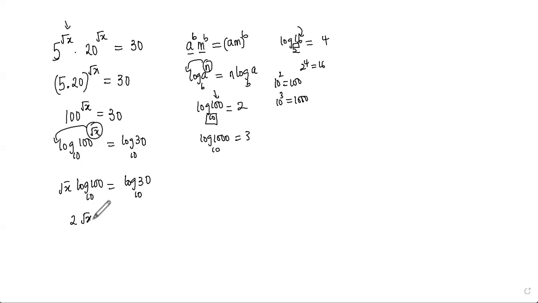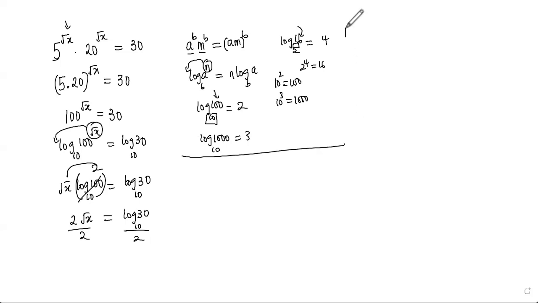So that is why log 100 base 10 is going to be 2, and that will become 2 root x. So 2 times root x will give us 2 root x equal to log 30 base 10. So we divide everybody by 2. So now we have root x is equal to log 30 base 10 all upon 2.